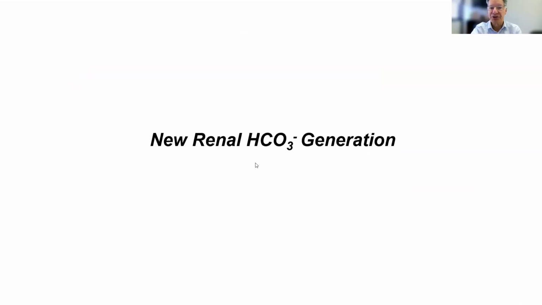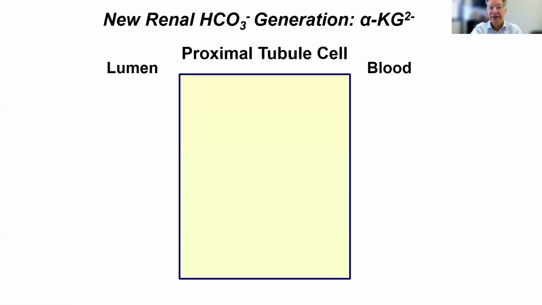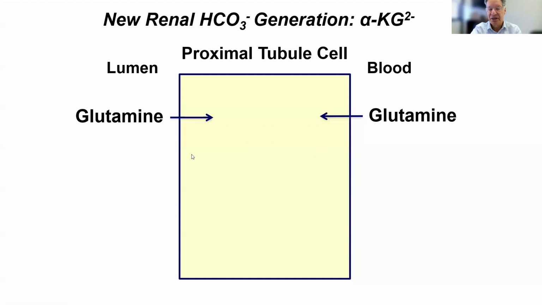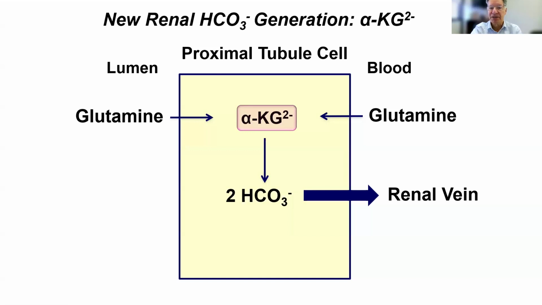And it turns out there's this process called new bicarbonate generation. And this is what happens. In the proximal tubule cell, glutamine, the amino acid, is taken up on the apical side and the basolateral side. I won't get into how that is occurring. There's specific transporters for this. And then in the mitochondria, it's converted into alpha-ketoglutarate, this organic compound. But in that reaction, 2 bicarbonates are generated, and also 2 ammonium ions are generated. The 2 bicarbonates leave the kidney via NBCe1-A as sodium carbonate, as I mentioned before.